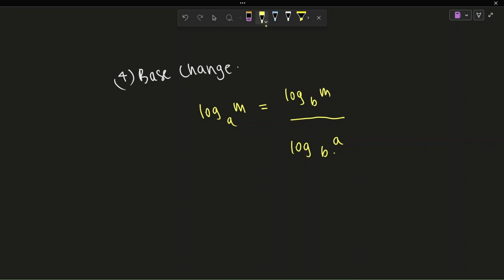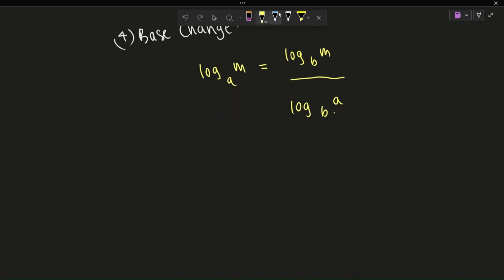I know it's confusing, so let's do an example to understand it. Say you have log 10 to the base 2, and you want to change the base 2 into base 3. So we're going to have log 10 with the new base 3 in the numerator, and for the denominator it's going to be log 2 to the base 3. 2 is the old base, 10 is the number, and 3 is the new base. That's how you do it.